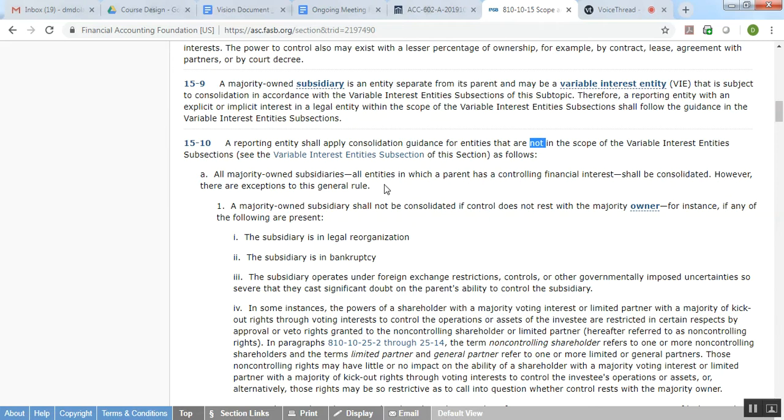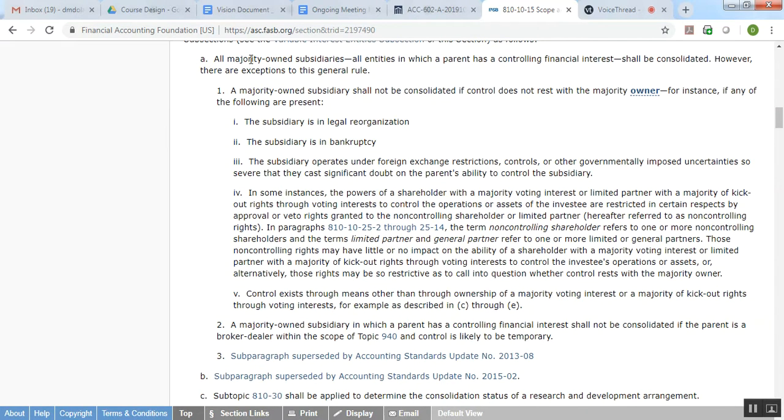So all majority-owned subsidiaries, all entities in which parents have control, shall be consolidated. However, there are exceptions to this rule. Again, pay attention to when it says that. A majority-owned subsidiary shall not be consolidated if control does not rest with the majority owner, for instance, if any of the following are present. What does that mean, if any of the following? That means it could be any of these. It does not need to be all of these. Sometimes it will say if all of these are present, or if two of these are present. So it's really important that you pay attention to that language.